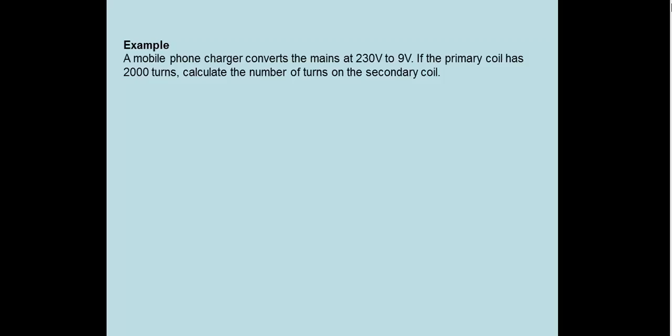Let's just work through an example. A mobile phone charger converts the mains at 230 volts to 9 volts. If the primary coil has 2000 turns, we're asked to calculate the number of turns on the secondary coil. Well, using our initial equation, we're after the number of turns on the secondary coil, which is given by this expression. Putting in the values, we have 2000 turns on the primary, with a potential difference on the secondary of 9 volts. The potential difference of the primary, 230 volts. This gives 78 turns, which is close to 80 turns.